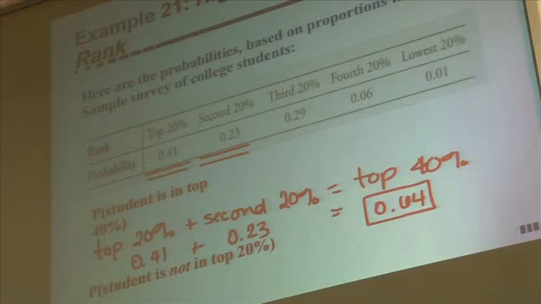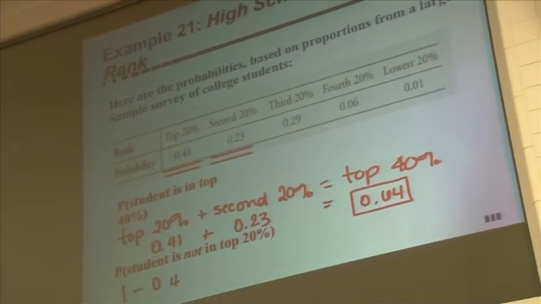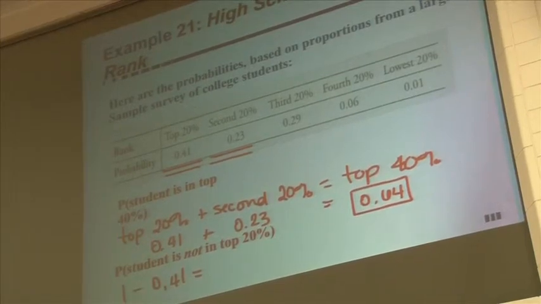So 1 minus, let's see, 0.41 is equal to, let's see, is that 5.9 or 0.59?